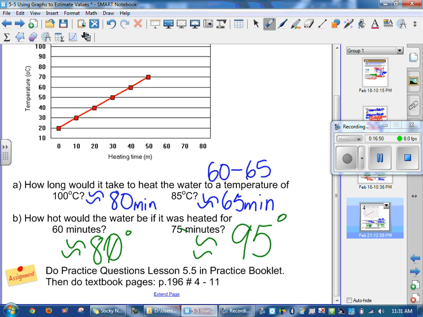Any questions on interpolating or extrapolating data? No? Excellent. Okay, this concludes lesson 5.5, graphs to estimate values.